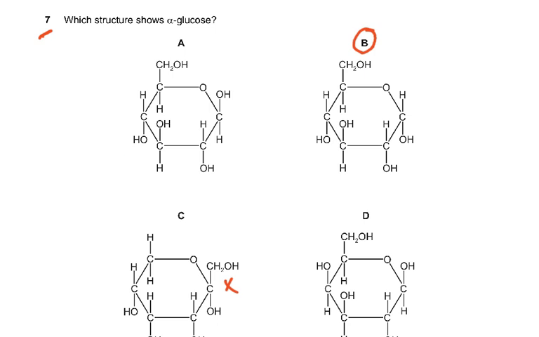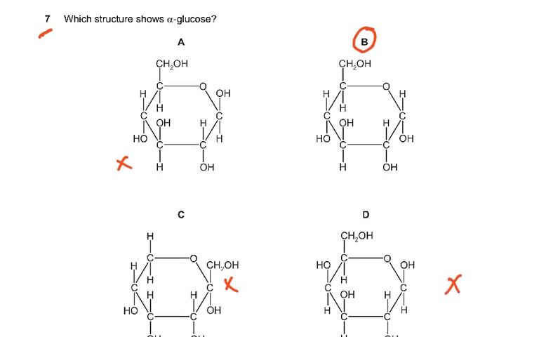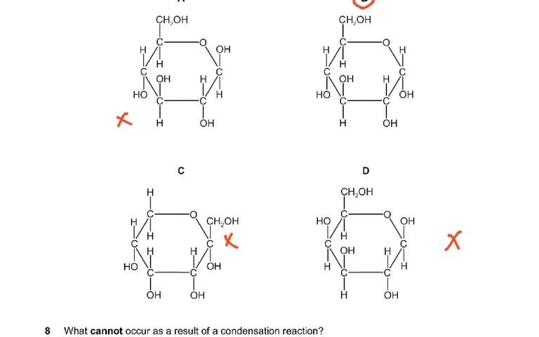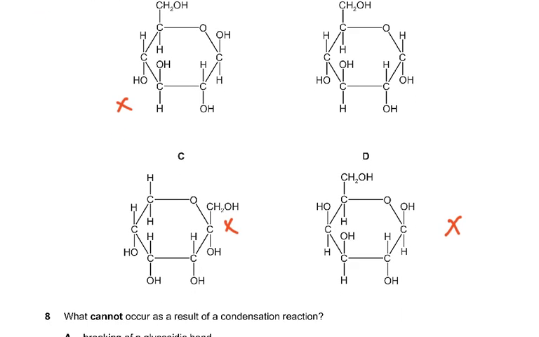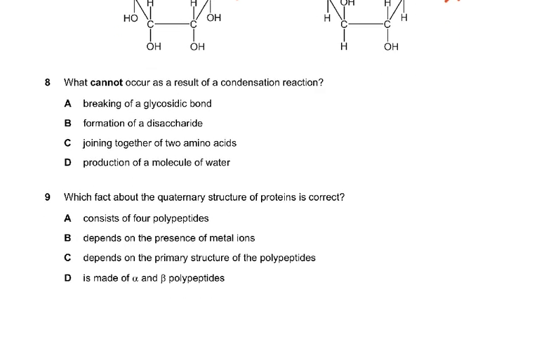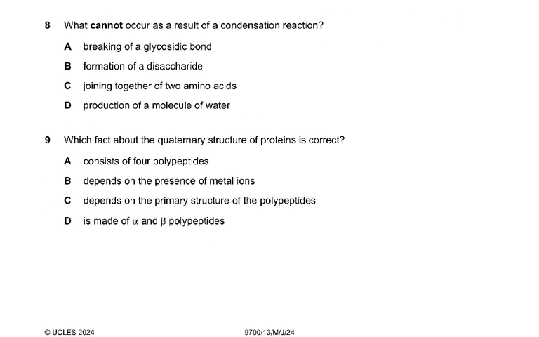You have to find out what is wrong in all these three and why B was correct. You have to look at the alpha glucose structure. You have to know it in detail and then find out where things have gone wrong. It's the H and the OH which are not aligned correctly in the rest of them. Now, question number 8.